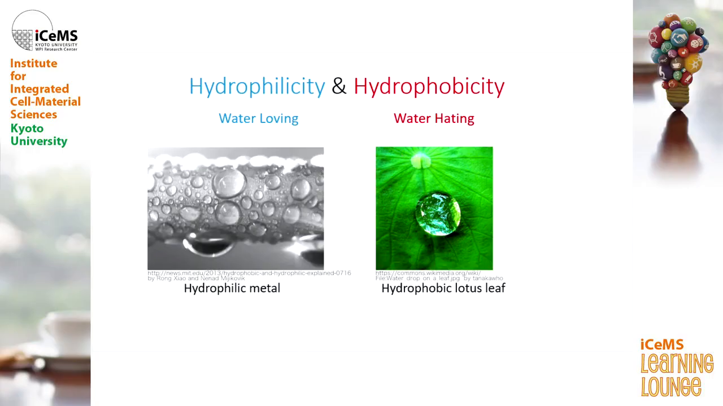So for any surface, we can say that it's hydrophilic. If it's hydrophilic, then it's water-loving. An example would be metals. The opposite is that if a surface is hydrophobic, then it's water-hating and repels water from the surface. An example would be a lotus leaf. And you can tell a surface is hydrophobic because water will bead up on the surface and will easily roll off. Okay, so we have these two different types of surfaces.